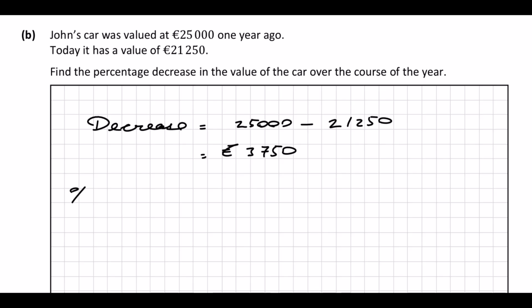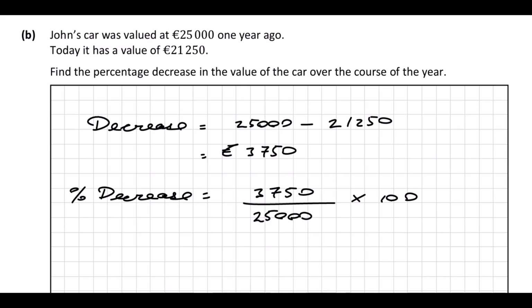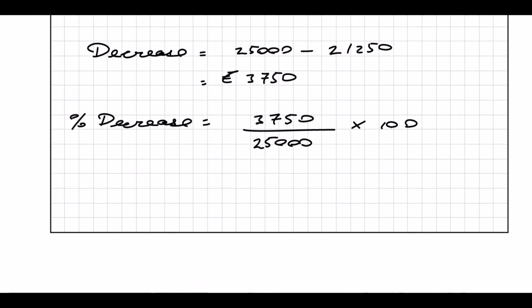Now the percentage decrease is the decrease, which is 3,750, divided by the original value, which was 25,000 euros, and then you multiply it by 100 to convert it to a percentage. So when you do that, you should get 15%.